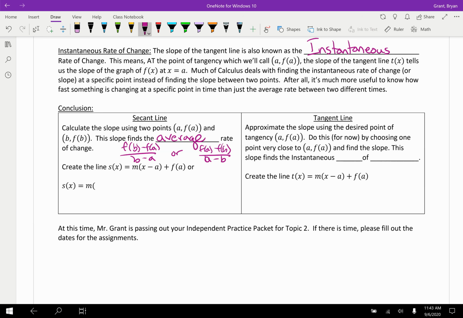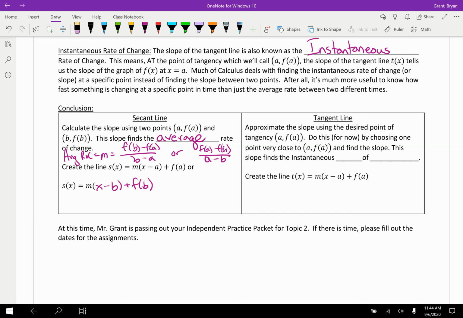Okay? And if you wanted to actually write the line, you'd create the line s of x equals m, which is what we found up here, right? Our average rate of change. Okay? And then we'd use either one of the points. So you could either use a comma f of a, or you could use b comma f of b. Your choice, doesn't matter. At this point, to write the equation of a tangent line, we would approximate the slope using the desired point of tangency. There's just one point involved in this.